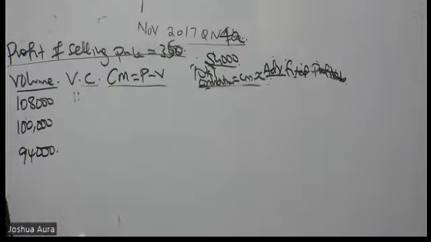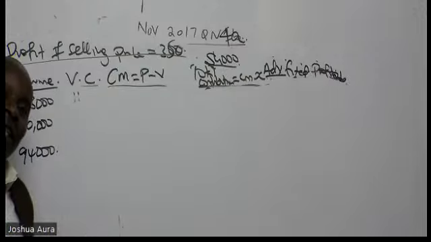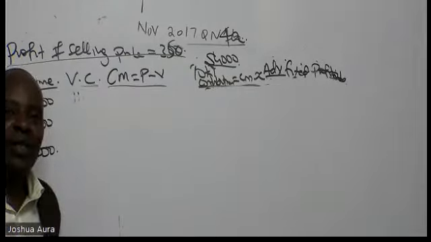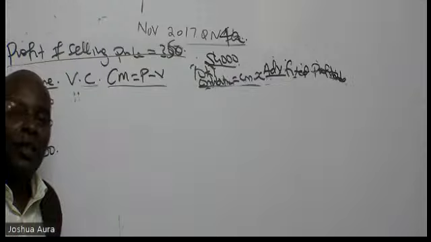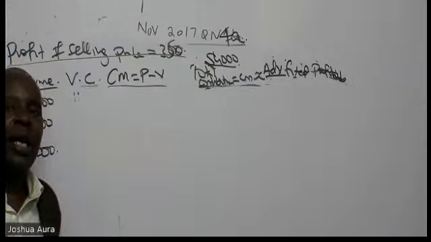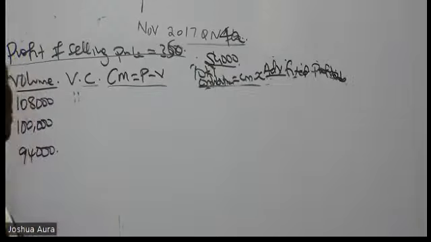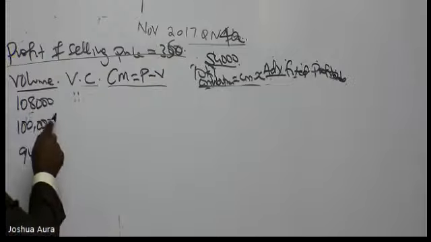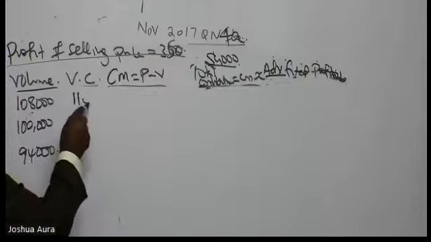Now, remember the concept of variable cost. For 100,000 units and below, we shall incur a variable cost of 120. Anything that we produce above 100,000 units, then variable cost goes down to 110. So like now here we produced more than 100,000 because 108 is more than 100,000. So this must have been 110.